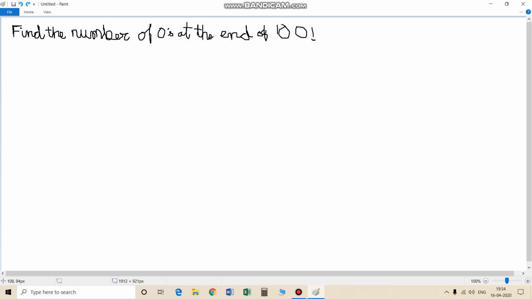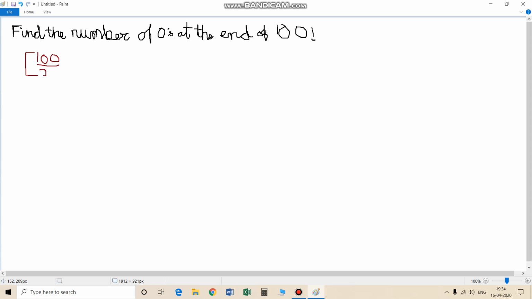Hence, if we check for 10, we must not start with 10 at once. We must start with 2, then with 5, and then we have to check how we can continue with the process. Let's first start with 2. Let's find how many powers of 2 are in 100 factorial.